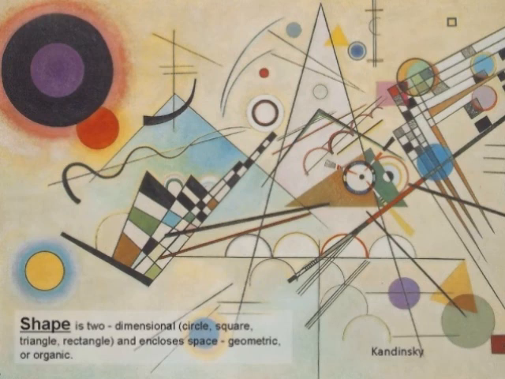Shape is 2-dimensional. Things we normally have seen like circles, squares, triangles, and rectangles. And they enclose space. Shapes can be geometric or organic. As we look at this art piece by Wassily Kandinsky, we can see that he mostly uses geometric shape. We could see a couple places where he uses organic shape.